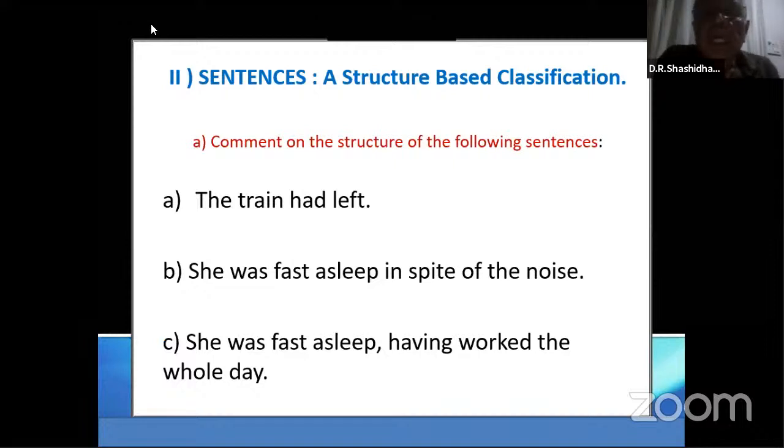Yeah. Now, it is going to be purely your own exercise. Look at the following three sentences. Comment on the structure of the following sentences. The train had left. She was fast asleep in spite of the noise. She was fast asleep having worked the whole day. I would like teachers to comment on this. What do you say about these sentences?